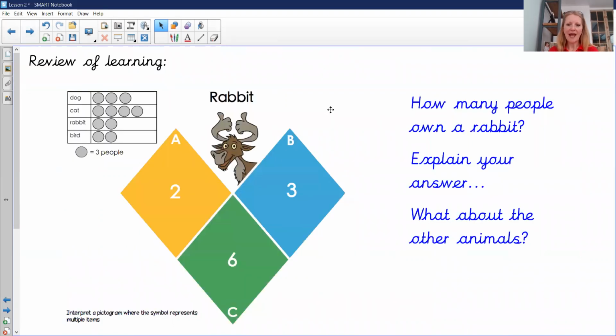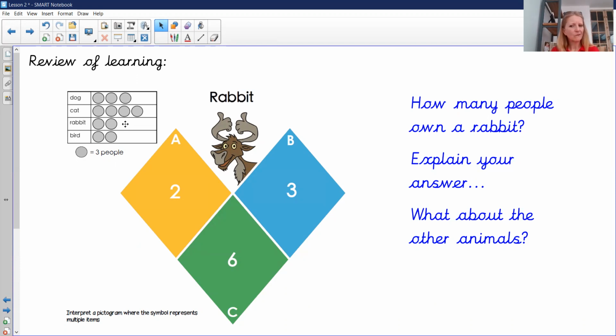Okay, a little bit of a recap from what we were doing yesterday. So here's your review of learning. Here's Colin, and he wants us to think about rabbits, and some little clues down here. How many people own a rabbit? Explain your answer. And what about the other animals? So here's our pictogram. Colin wants us to think about rabbit. So let's find the word rabbit. Okay, so it looks like two people have rabbits.